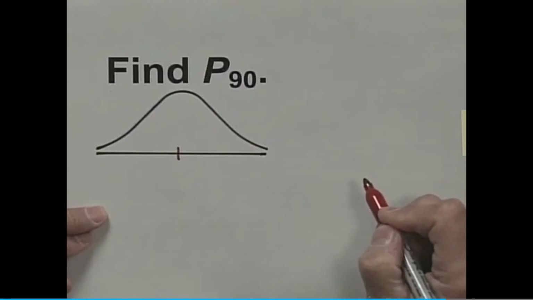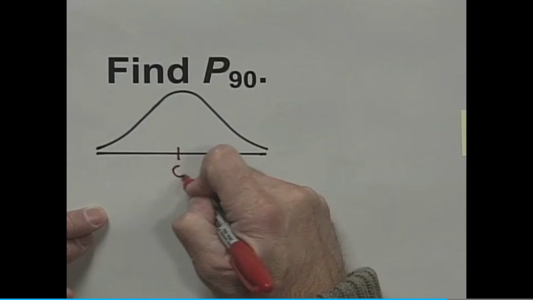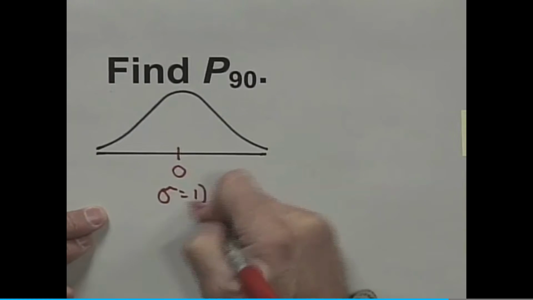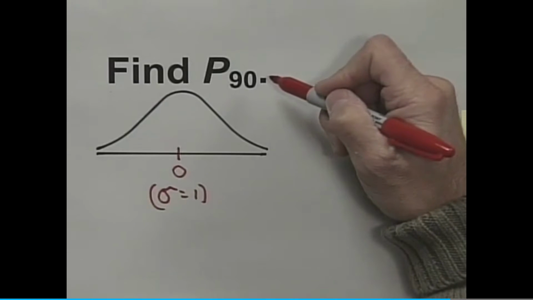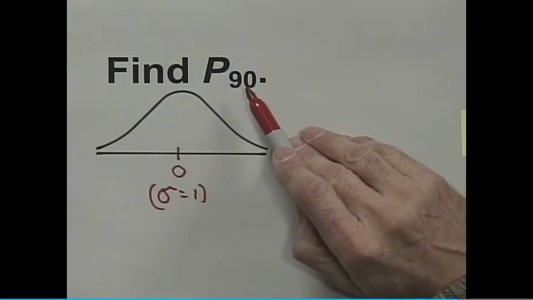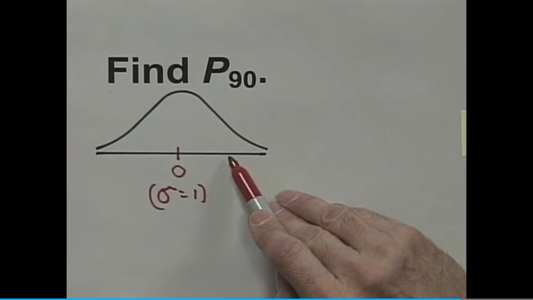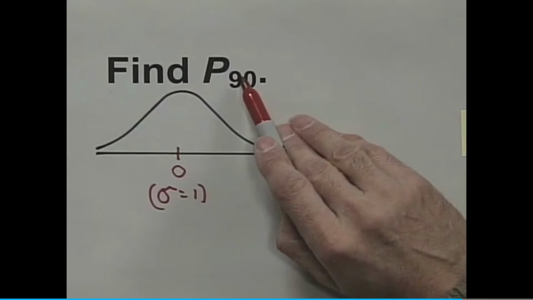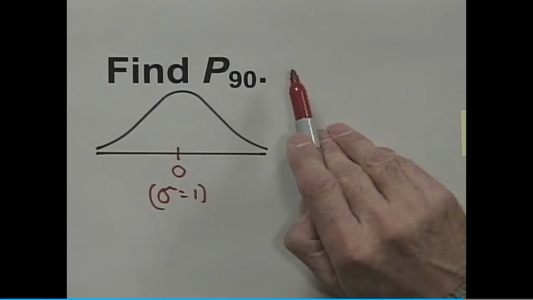Now in this next example, again, we're going to take normally distributed scientific thermometers with a mean of 0, standard deviation of 1. But this time the question is fundamentally different. Instead of finding a probability, I want to find a percentile. I want to find the 90th percentile. Recall from an earlier chapter that P sub 90 indicates the 90th percentile. It's the value, in this case, the reading on a thermometer that separates the bottom 90% from the top 10%.